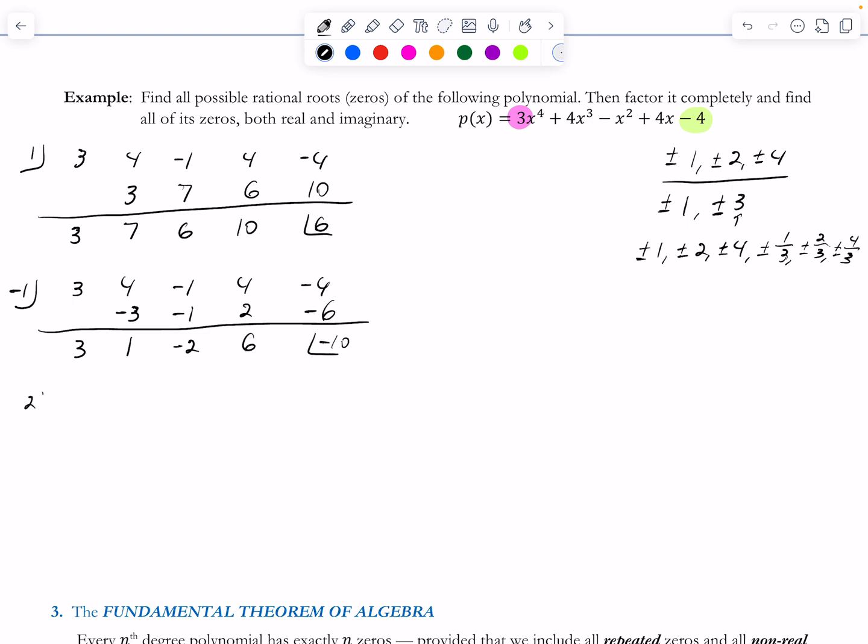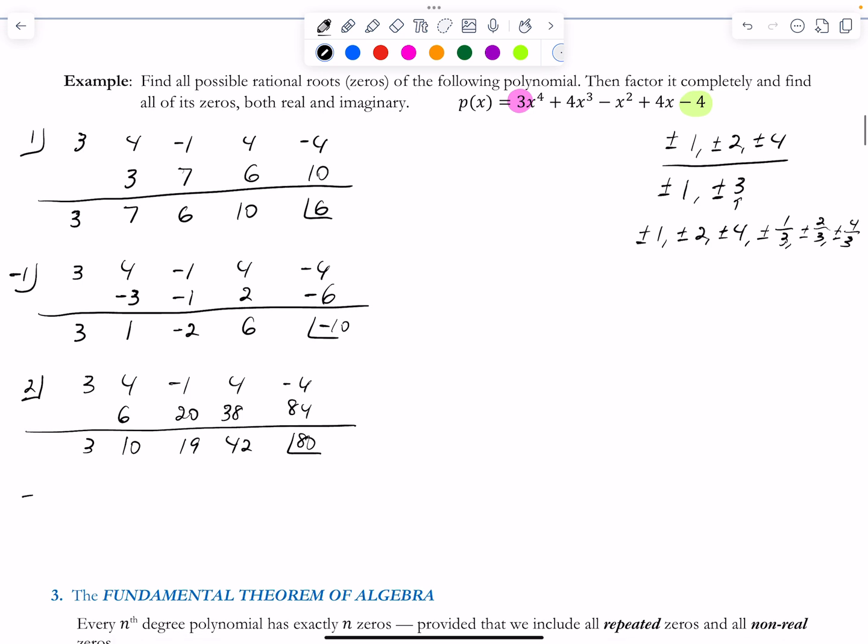Let's try +2. Okay, so trying +2. I get 6. That's 10. Uh-oh, we're going the wrong direction here. What was that, 38? Uh-oh. That's going to be 84. Definitely not this one. Doesn't matter. And then let's try -2. Fingers crossed. We'll finally get one.